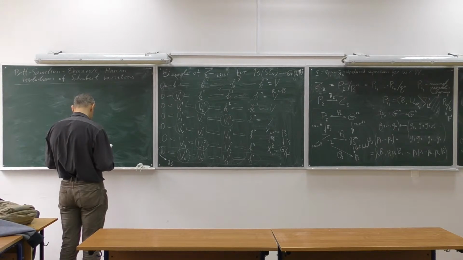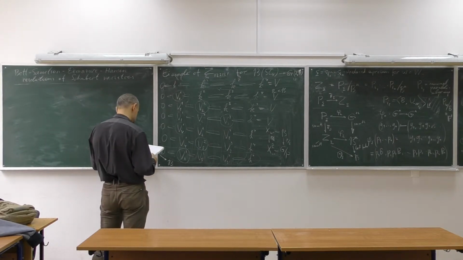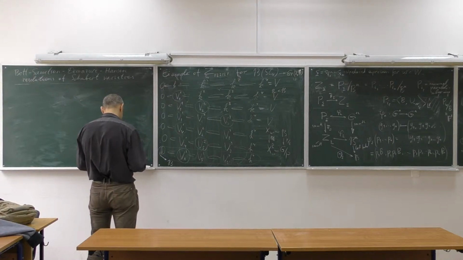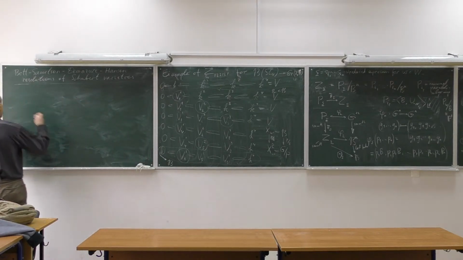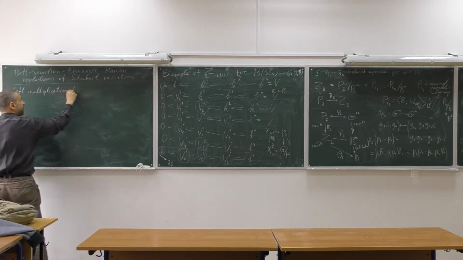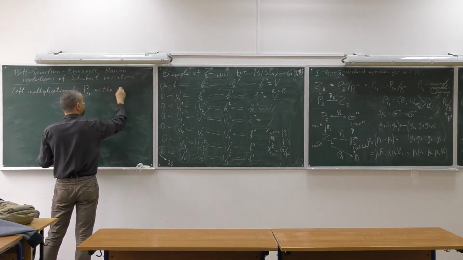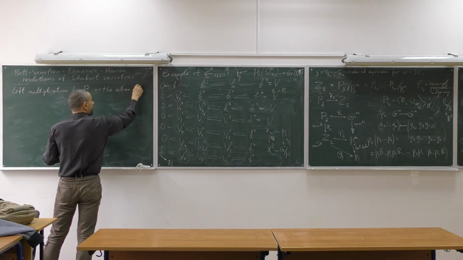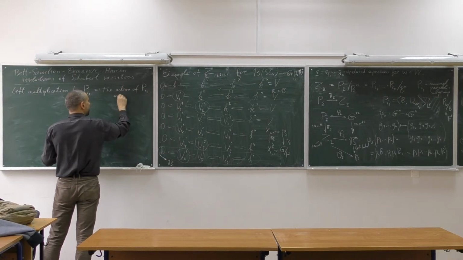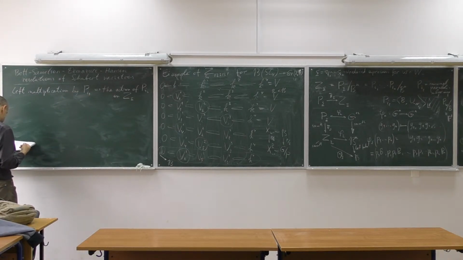What else do we need? Maybe the action of the first parabolic subgroup. So the left multiplication by P I1 equals the action of P I1 on the whole resolution.